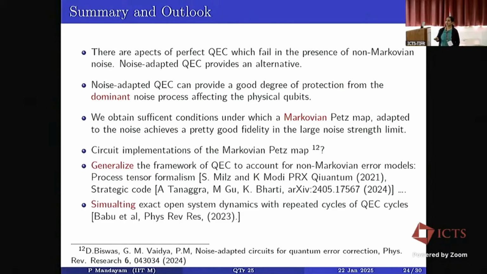And then, of course, one could also think about simulating this exactly. I've really only spoken about single shot error correction in some sense. So what happens when you have repeated cycles of error correction? That's where the system-bath correlations over long times may start becoming important. So it may be interesting to do some simulations, and there's again been some recent work along these lines. So let me stop here and I'm happy to take questions.